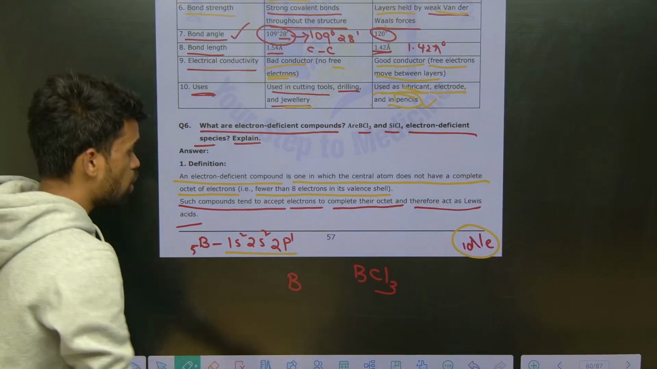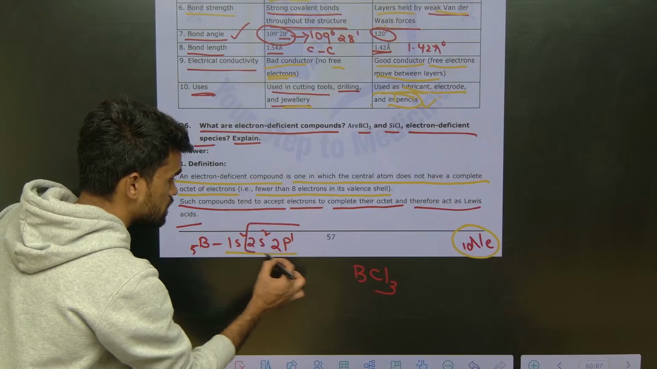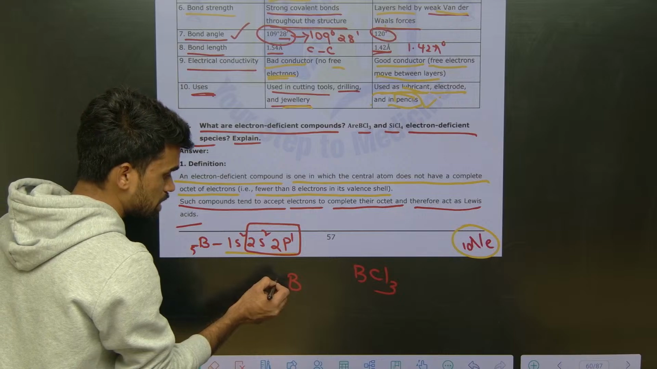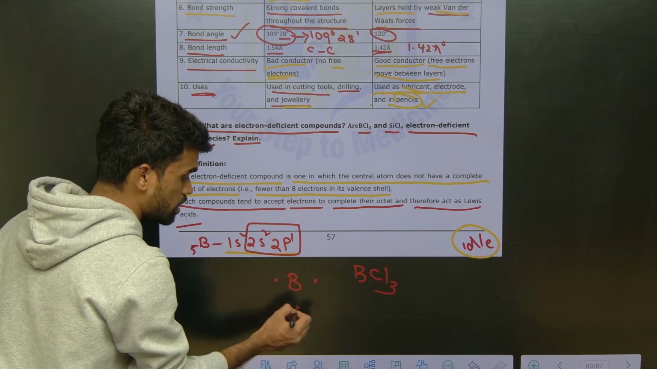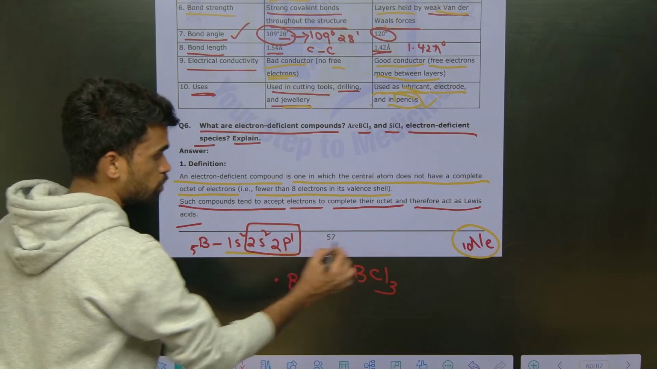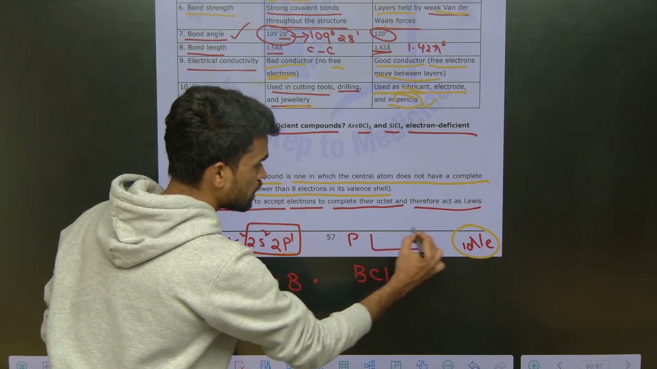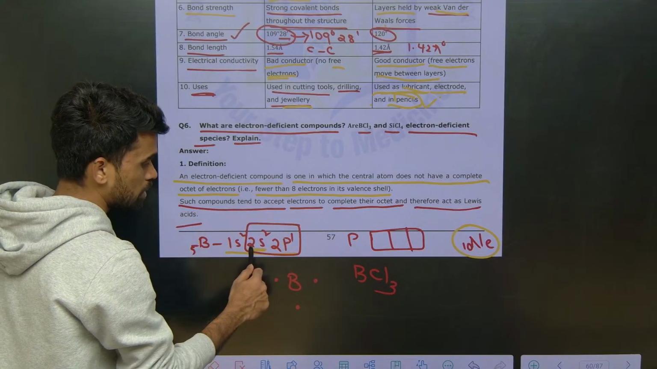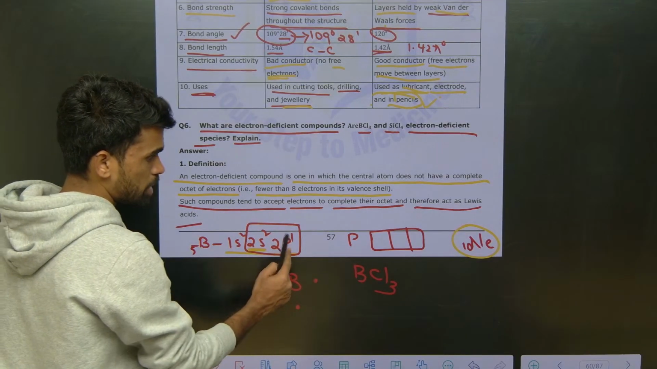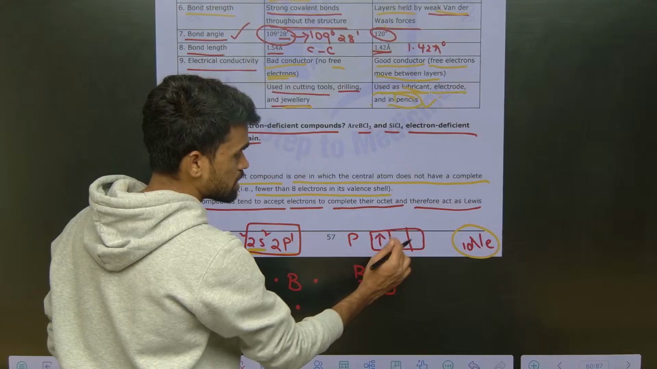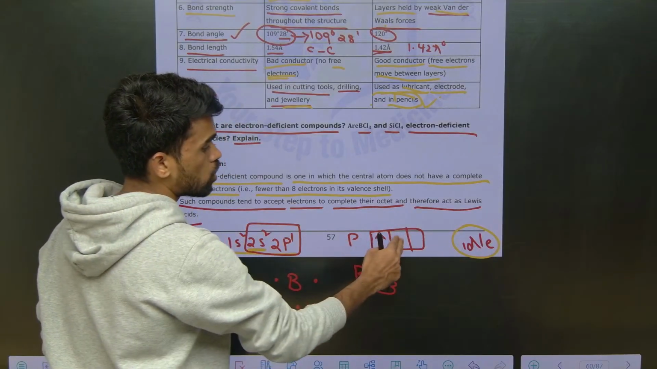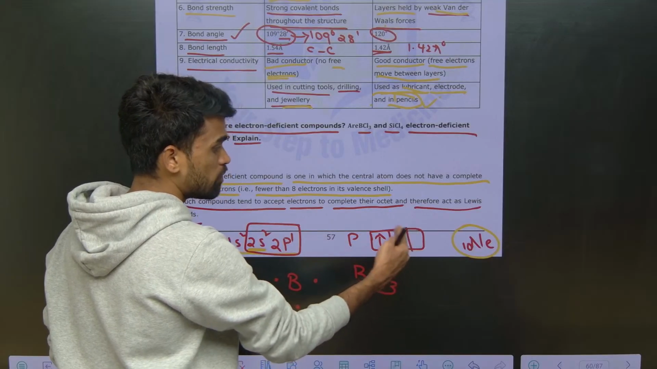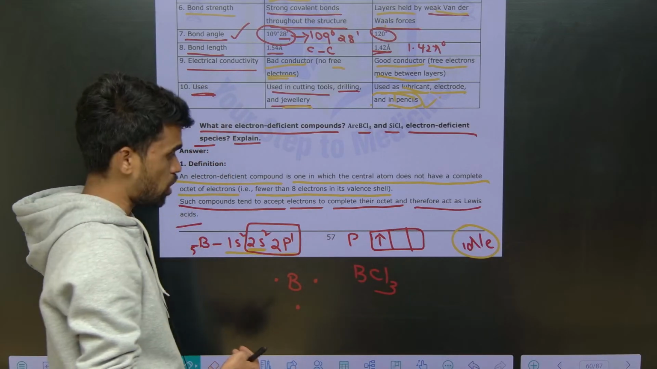Or in other terms, how many valence electrons are there here? Only 3 electrons. You insert the 3 electrons around the boron in this manner. We know there are 3 p orbitals in the p subshell. The s orbital is already filled, and the p orbital has only 1 electron. One orbital can accommodate 2 electrons, so 5 more electrons can still be accommodated.